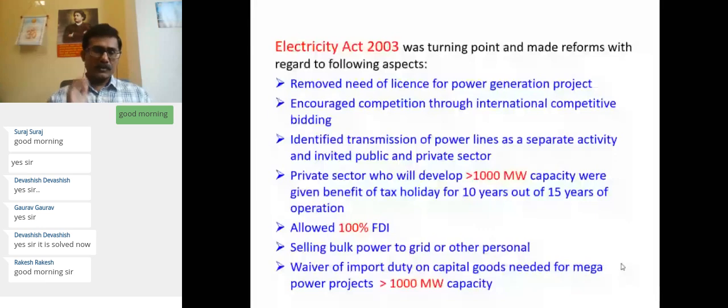One of the important reforms or recommendations was that this particular Electricity Act allowed 100% foreign direct investment. So the financier who has a handful of capital can have 100% direct investment in that particular sector, in that particular project rather. And selling bulk power to the grid or other persons.